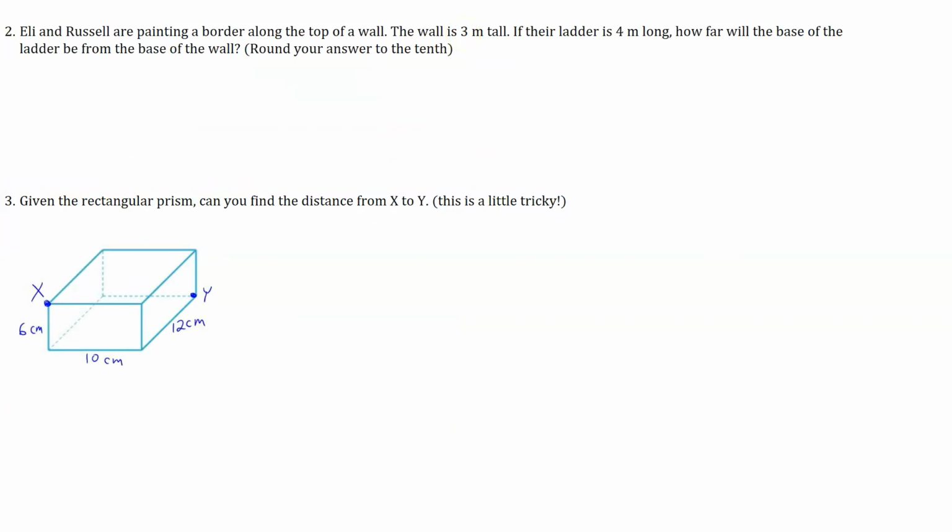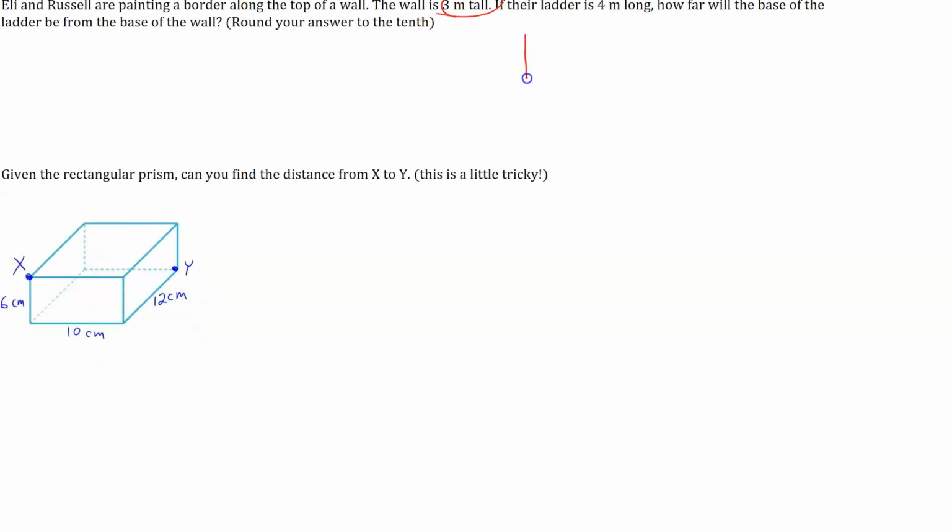Okay, the next question we have is a word problem. It says Eli and Russell are painting a border along the top of a wall. If the wall is 3 meters tall, so here I'm going to draw in my wall, 3 meters tall, and they have a ladder that is 4 meters long. A ladder would lean up against a wall like that. So that's my ladder, and it's 4 meters long. The question is, how far will the base of the ladder be from the base of the wall? So we're looking for this distance here.